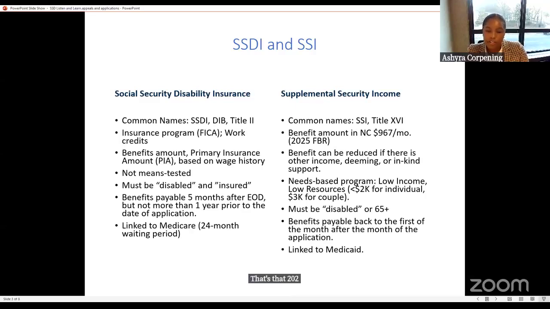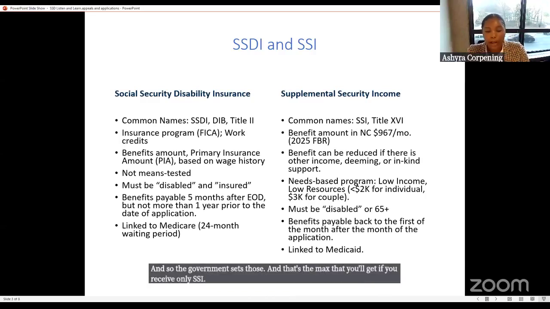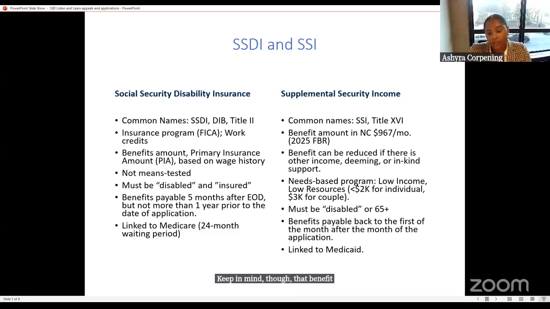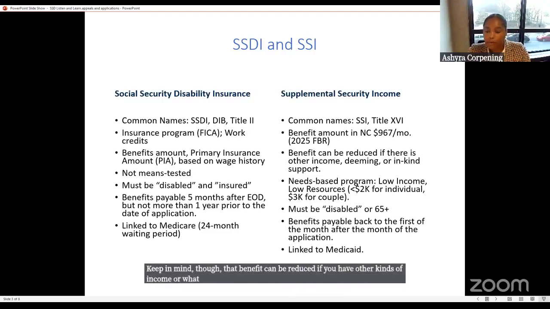That FBR there stands for Federal Benefit Rate. And so the government sets those, and that's the max that you'll get if you receive only SSI. Keep in mind though, that benefit can be reduced if you have other kinds of income or what's called in-kind support, which means financial help from outside of your household may reduce the benefit amount that you receive.